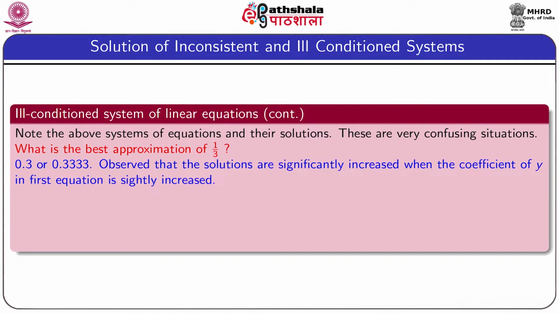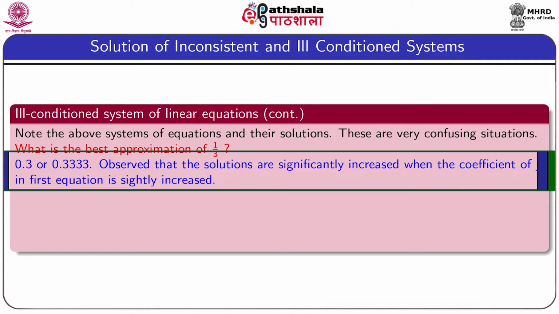Note that the above system of equations and their solutions are very confusing situations, but the question is, what is the best approximation of 1/3? Is it 0.3 or 0.3333?